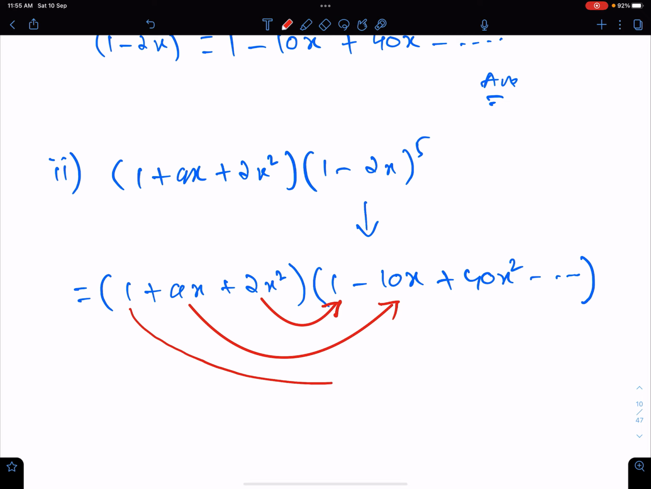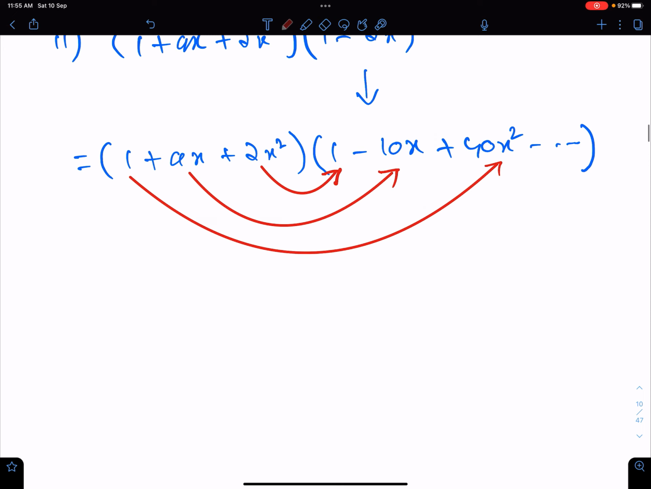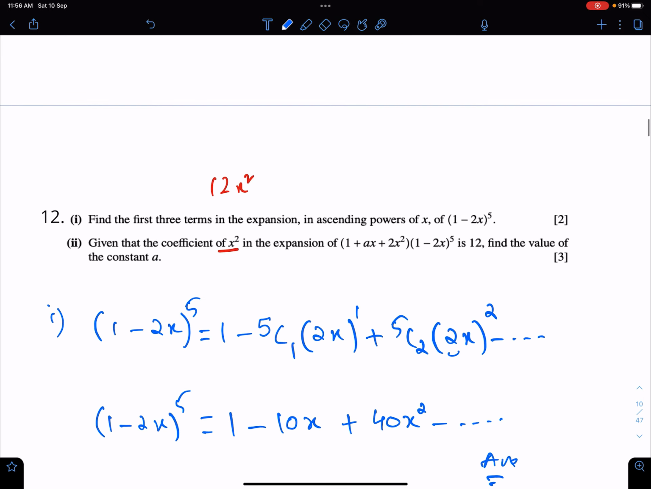And you should multiply 1 with this to make the calculations fast. So when we multiply this 1 with this, we will get 40x square. When we multiply ax with minus 10x, we will get minus 10ax square. So 2x square when we multiply these two. Now we need to equate this result with the given result, 12x square. This was given.